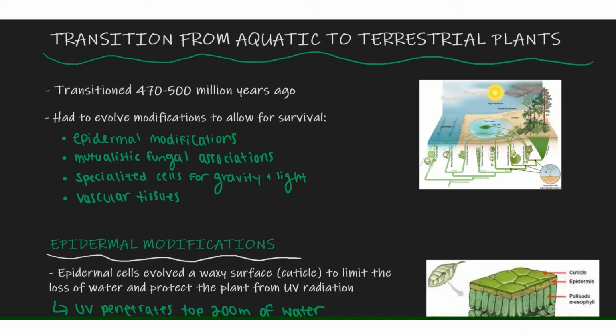Beginning with the transition from aquatic to terrestrial environment, plants transitioned approximately 470 to 500 million years ago, and they had to evolve modifications in order for survival to occur. These include epidermal modifications, mutualistic fungal associations, specialized cells for gravity and light, and vascular tissues.